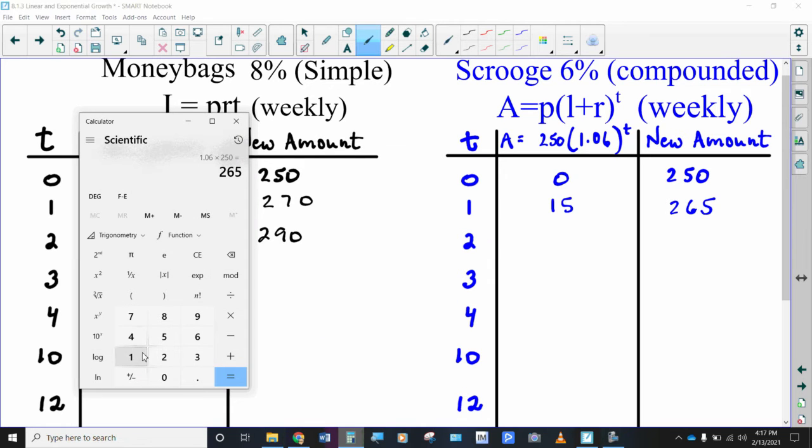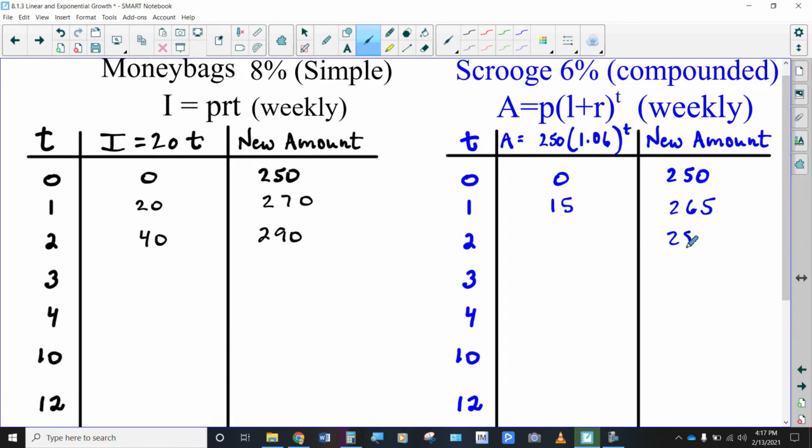Let's take $250. What are we doing here? We're taking 1.06, and now we're going to raise it to the second power, and that's going to be 1.1236. Multiply that times the original amount of 250, and that's $280.90. So that means you must have made $30.90 after 2 weeks.